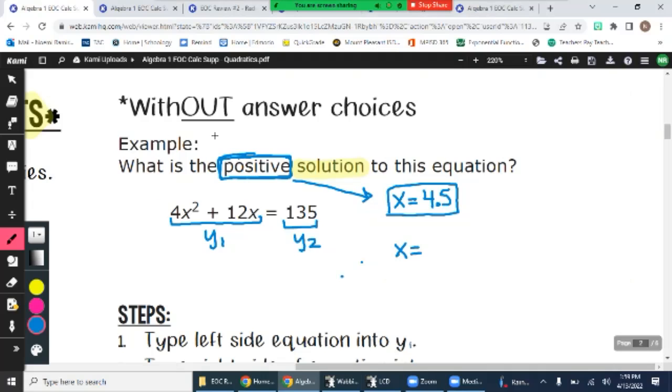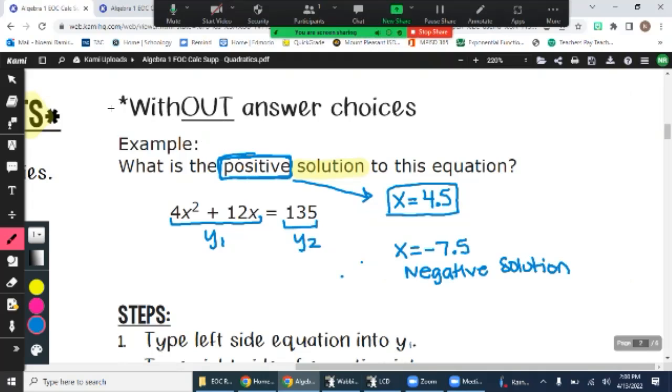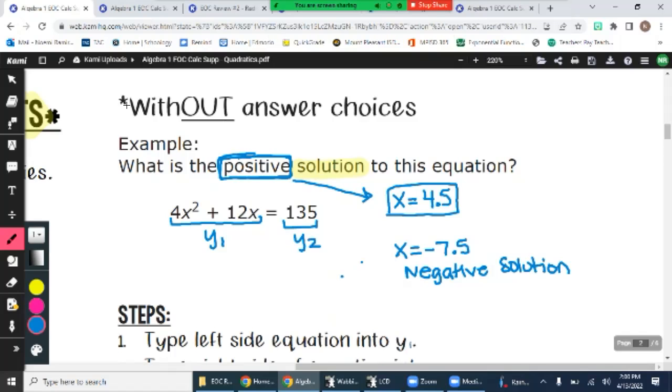X equals negative 7.5. I'm not going to box that in because that's not what I'm bubbling in. It's not asking me for a positive, but I am going to label it as my negative solution. Once again, just in case on the STAR test, they ask me for the negative instead of the positive. And now you just avoided having to move the 135 to the left side, factoring, solving for X, easy.